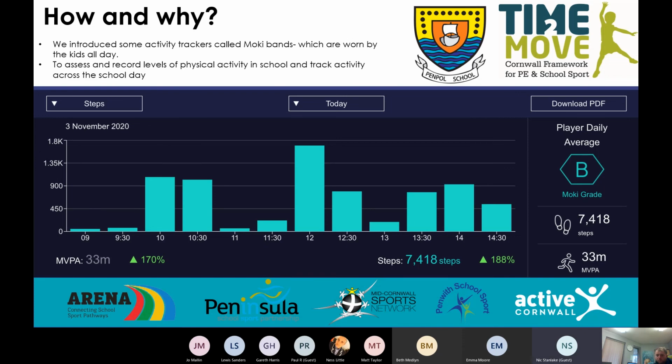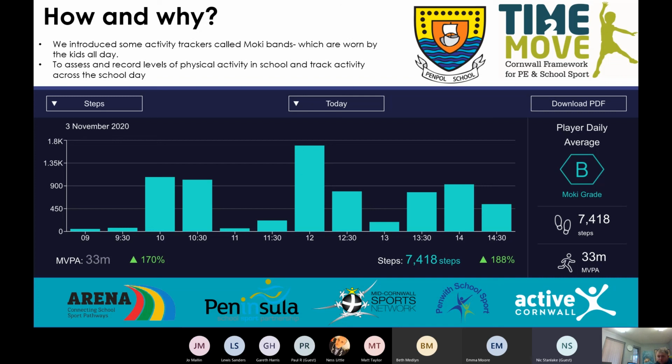So we brought in these activity trackers. You might have heard of them. They're the Moki bands. And the reason we've done them, the most important reason, is to monitor physical activity across the school day. So at the moment, the children come in and they put their wristbands on. They are silicone wristbands with no display on. So there's no kind of distraction for the children to be staring at them like a pedometer all day. And then it records their active minutes and their steps across the day.